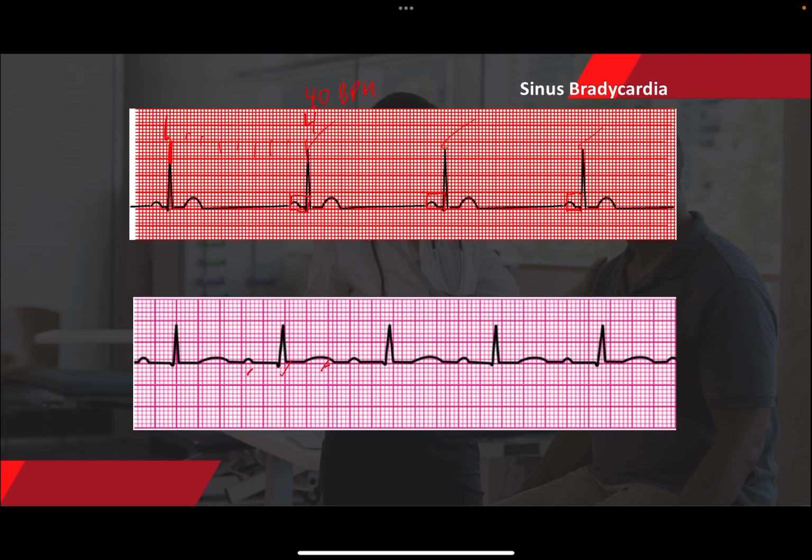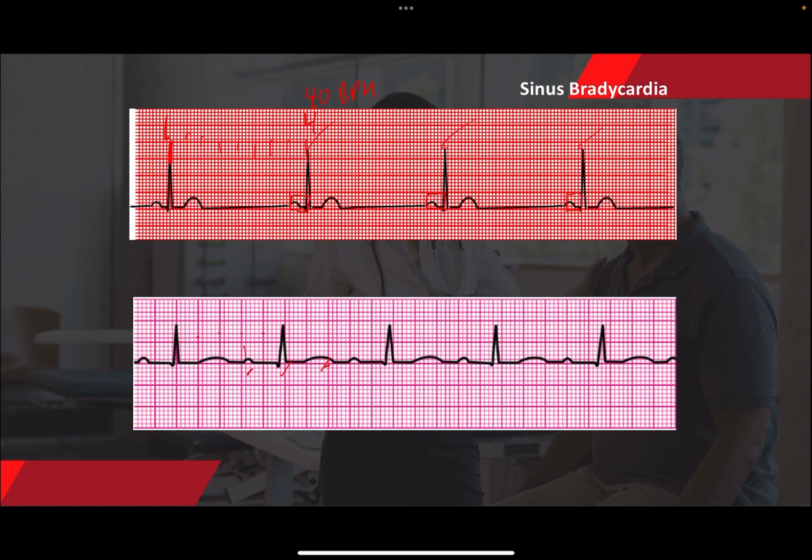Let's check 300. 1, 2, 3, 4, 5. So 300 divided by 5, it's 60. Borderline bradycardic. Okay, so still, let's move on. Let's go on. So the QRS complex, is it regular? It is regular. Now we check for the PR segment.